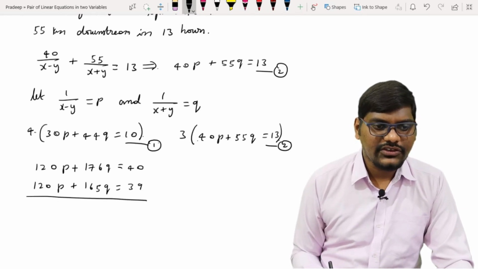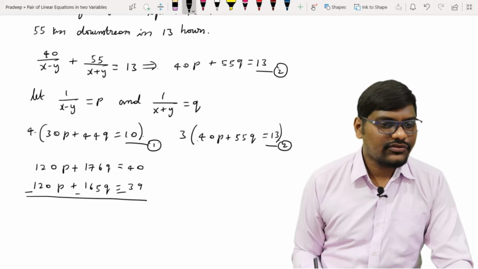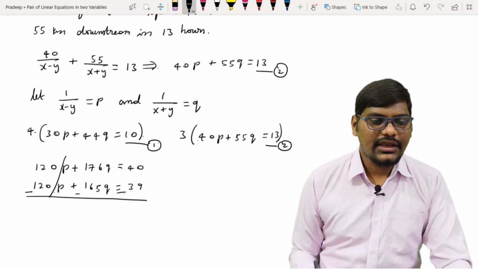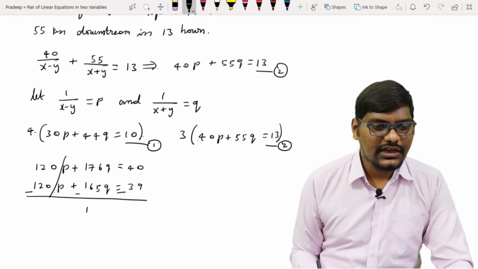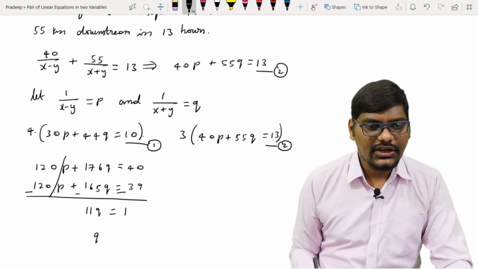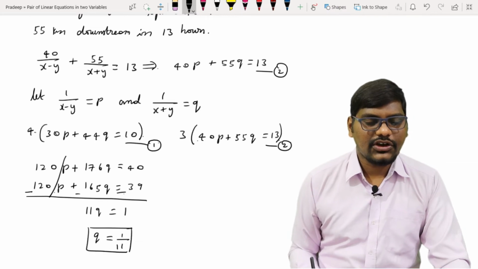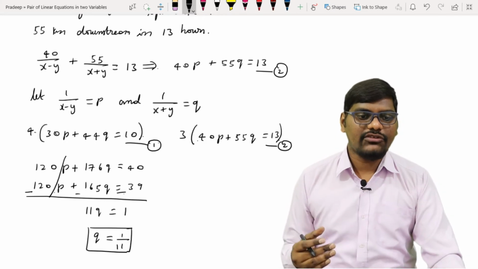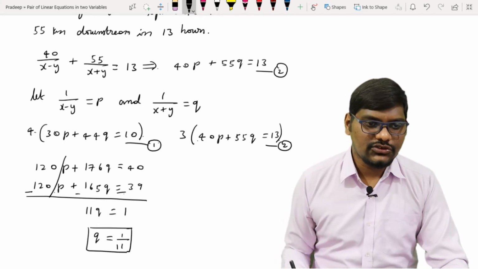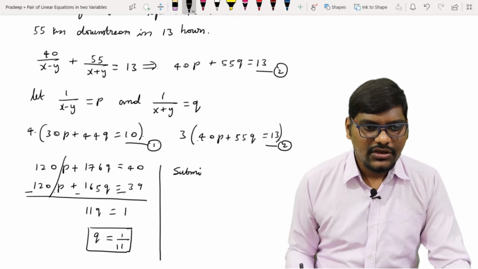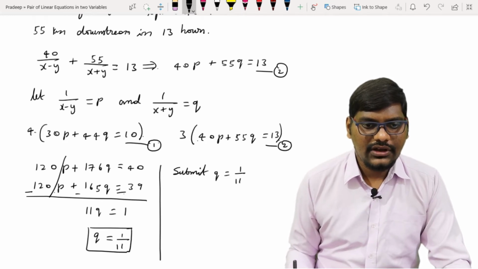If we change the signs, negative, negative, negative, these all get cancelled. So 176 minus 165 is just 11q, and 40 minus 39 is just 1. So we can write q = 1/11, the value we get for q. Now if we substitute this q value in either the first or the second equation, we will get the p value also. So let's do that: substitute q = 1/11.